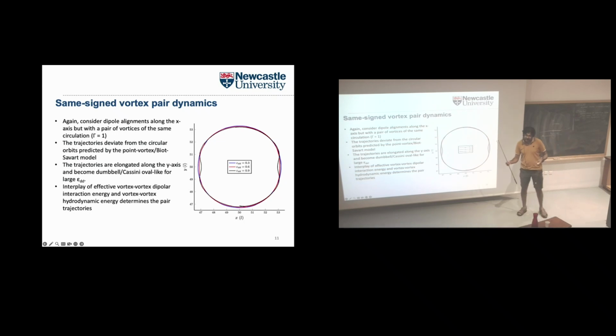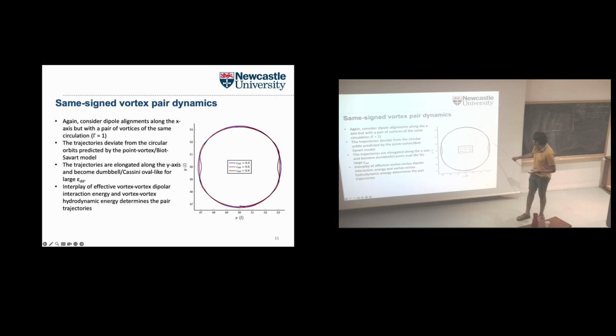In point vortex dynamics, without any curvature of the vortex lines, we expect the trajectories of a vortex-vortex pair to be circular, and the velocities of the two vortices to depend on the separation between the two. But as you can see, as we increase the strength of the dipolar interaction, we don't see circular trajectories.